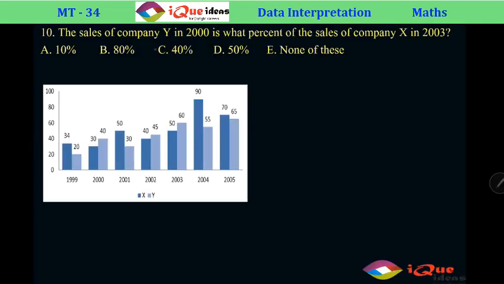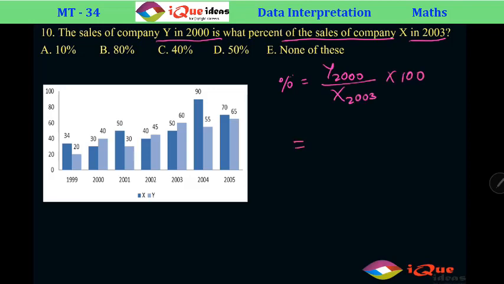This question says the sales of a company Y in 2000 is what percent of the sales of company X in 2003. So what we have to find is the required percentage is equal to Y in 2000 divided by X in 2003 into 100. This is what the question is asking, right?